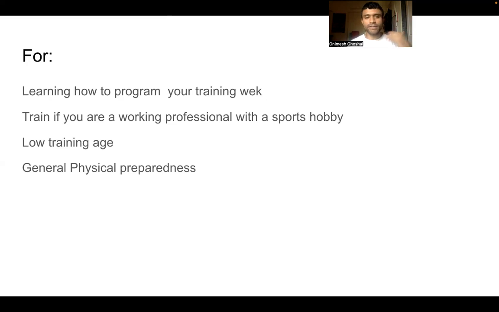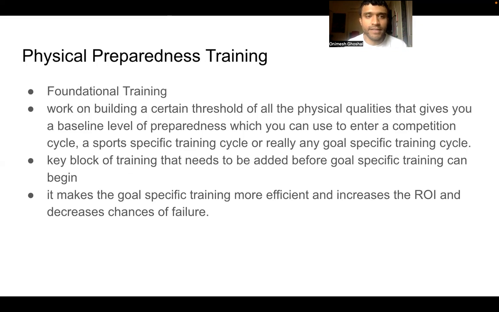And this is for people that want to work on general physical preparedness. Let's understand what general physical preparedness means, or what physical preparedness training means. In short, it's basically foundational training. It's working on building a certain threshold of all the physical qualities that an individual has that gives you a basic level of preparedness which you can use to enter either a competition cycle or a sports specific training cycle, or really any goal specific training cycle. So it's a key block of training that needs to be added before any goal specific training can begin.